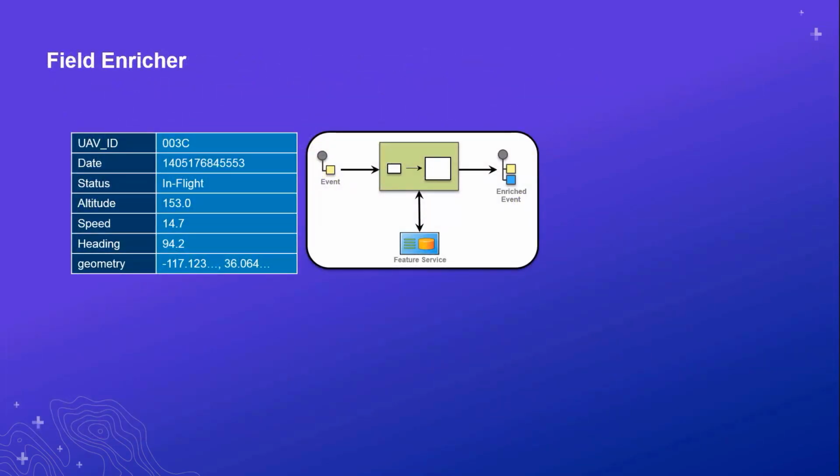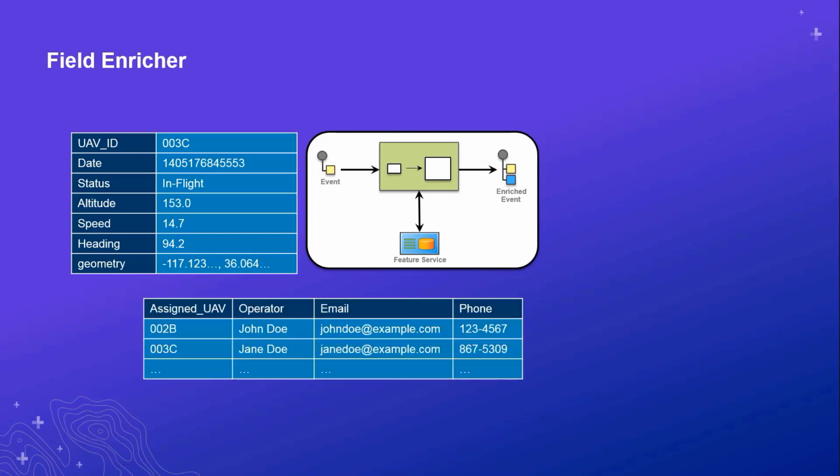So in the case of the Field Enricher here, how it works in the case of the demo that you just saw is that as soon as we get the data in about the UAV, in this case UAV ID 003C, that's its unique identifier, that data gets passed to the Field Enricher and it queries a feature service, or a related table, I should say, in that feature service for a similar record to join on.